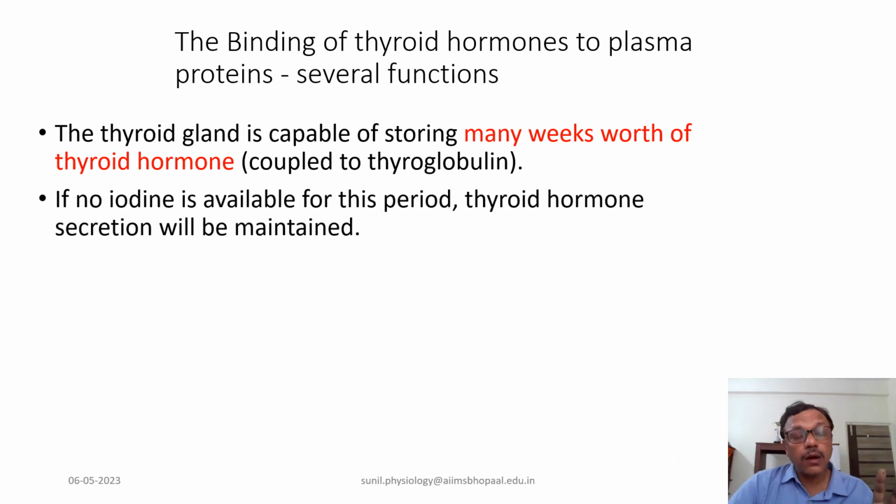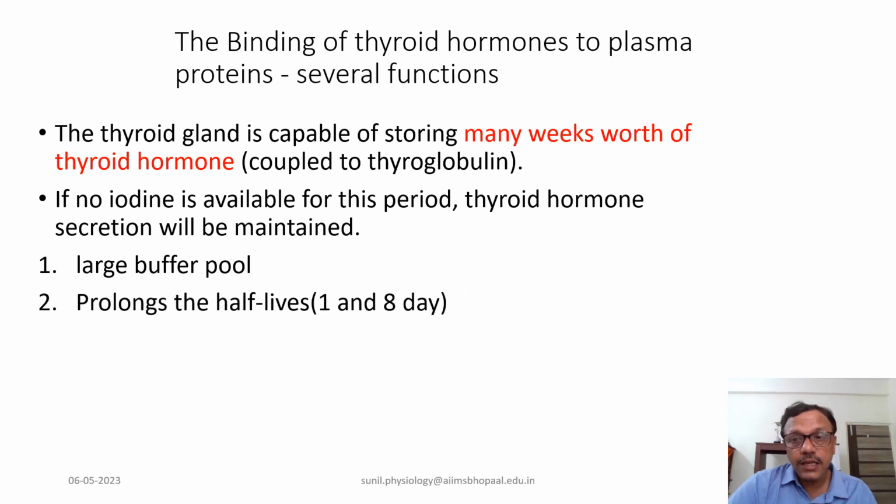Now if no iodine is available, then thyroid hormone is still going to be secreted and homeostasis is going to be maintained. So what is happening? A large buffer pool is there in the periphery. If a large amount of T4 is there, T3 is being made from T4 by the removal of one iodine ion. So T4 is acting like a large buffer. When required, a large amount of T3 can be made from the T4.